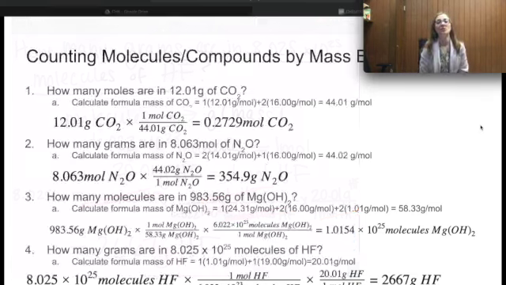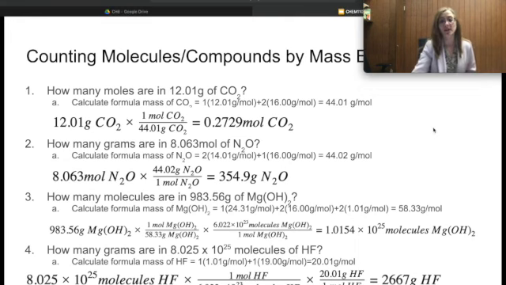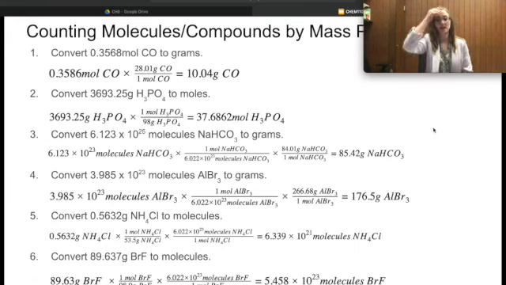Okay, so it was a little bit about how we count molecules and compounds by mass. So if you have any questions, please let me know. I've left you with some practice as well. So please work through those. Let me know if you have any questions on those, guys.